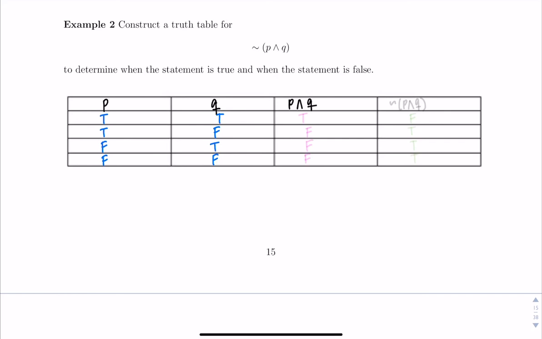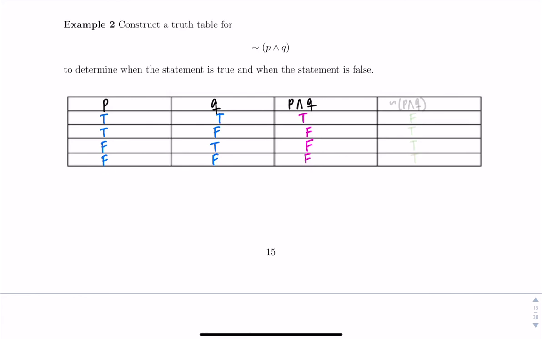And so the only time that an and statement is true is when both of our statements are true. So we can see from the first row that P is true and Q is true, which means that one has to be true. In the second row, we have a true and a false statement, which makes this a false statement. In the third row, we have a false and a true statement, which makes this again false. And two falses will make a false statement.